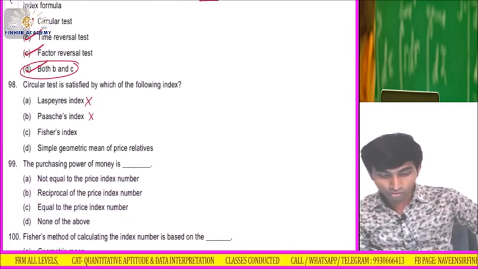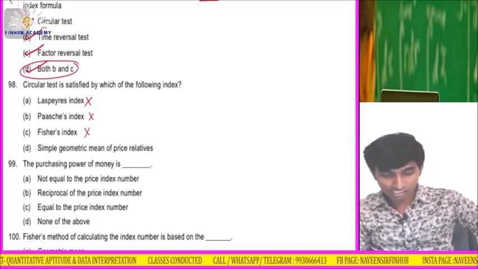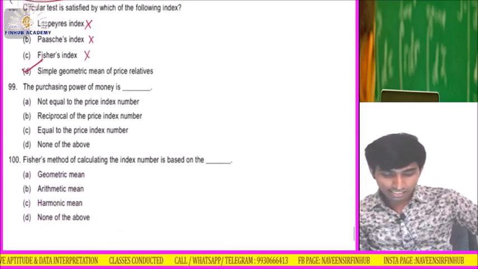Circular test is satisfied by which? Laspeyres' no, Fisher's no, Paasche's no, Fisher's no. Simple geometric mean. This was the one test which satisfies the circular test. So that is D.